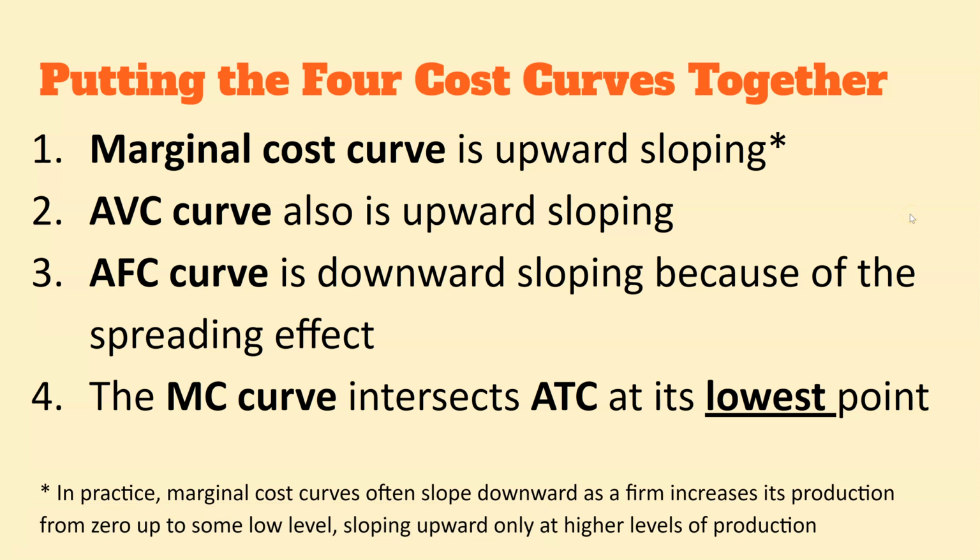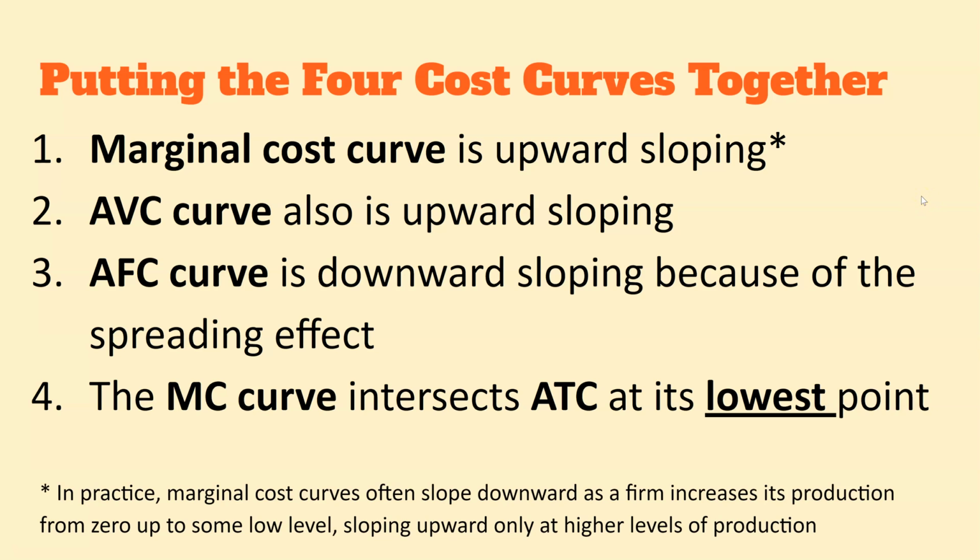So a couple of things to keep in mind. Marginal cost, it's upward sloping, and we know that it's going to experience the swoosh. There are going to be cost efficiencies in the very, very near term, but ultimately that is going to lead to an upward sloping marginal cost curve. AVC is also going to be upward sloping. Again, it may have a little bit of that swoosh, but it is going to be upward sloping. And AFC is going to be downward sloping because of the spreading effect. You're spreading out those costs over all of those quantity of resources. And then MC is going to intersect ATC at its lowest point.